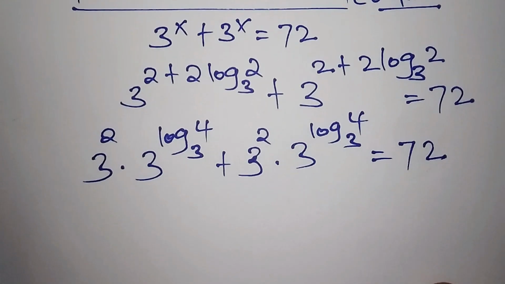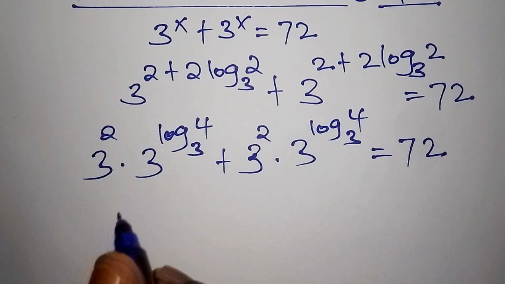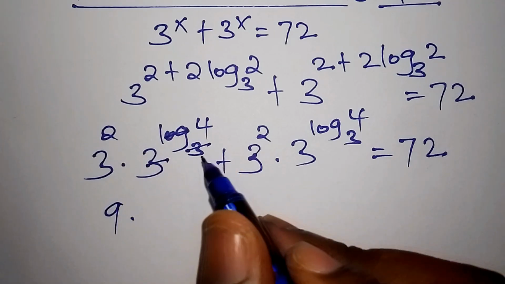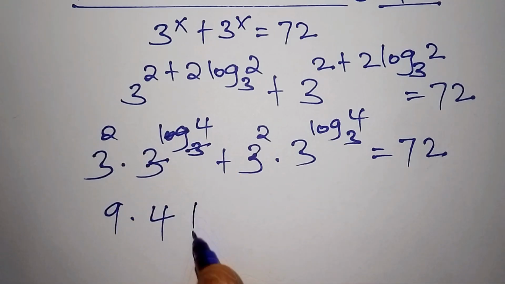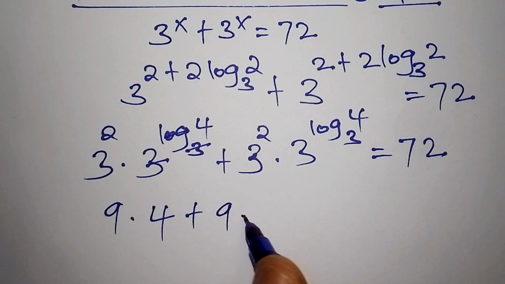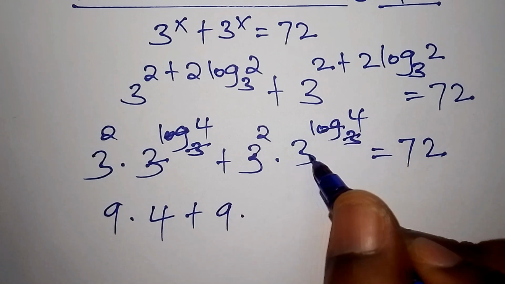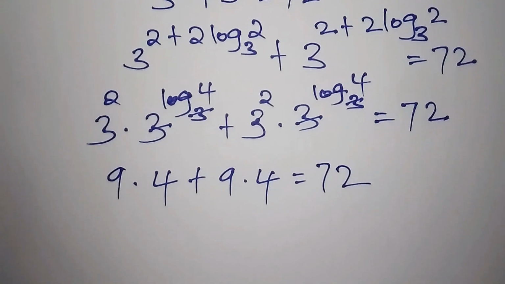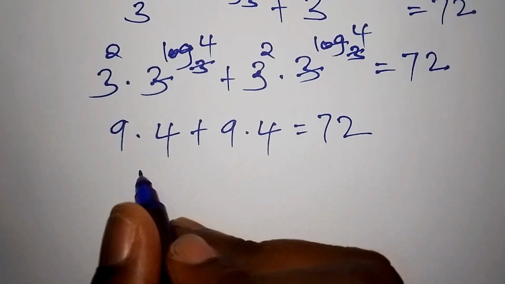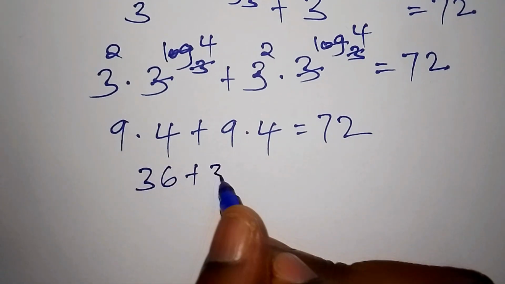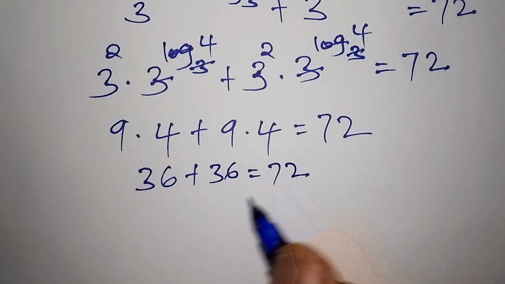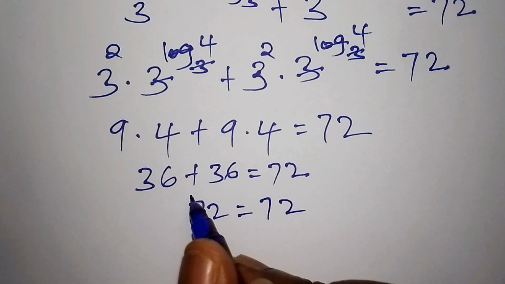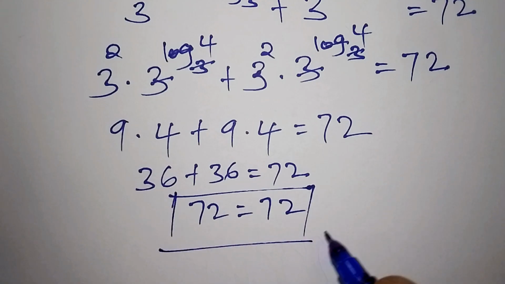So 3 to the power of 2, that is 9. So now we shall have 9 multiplied by 3 to the power of log to the base of 3 of 4, cancel these 3s. So 4, then plus 3 to the power of 2 is 9, multiplied by the same, cancel these 3s. So now we shall have 9 multiplied by 4, that is 36, plus 36 is equals to 72. And 36 plus 36 is 72, which is equals to 72. So it means that our final answer is very correct.